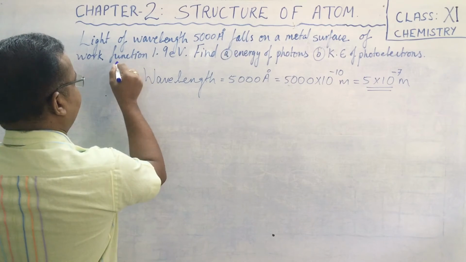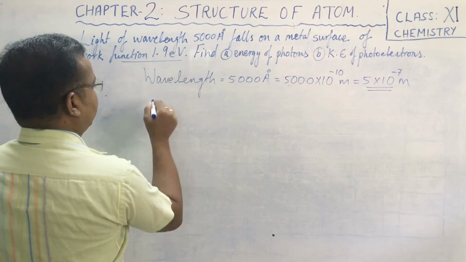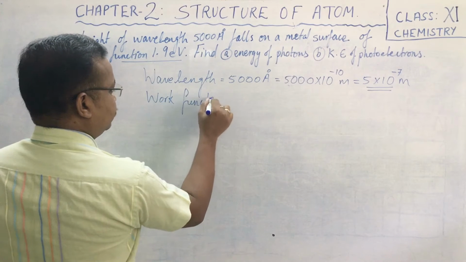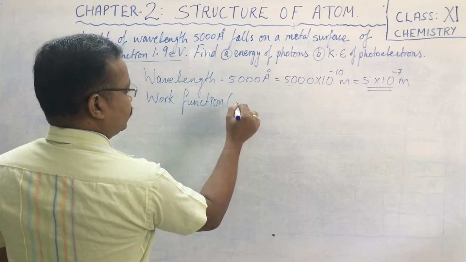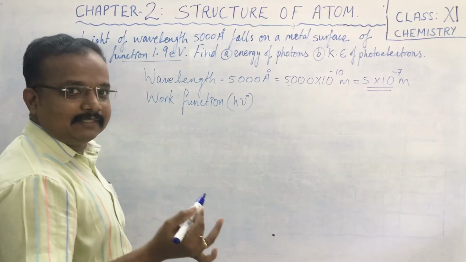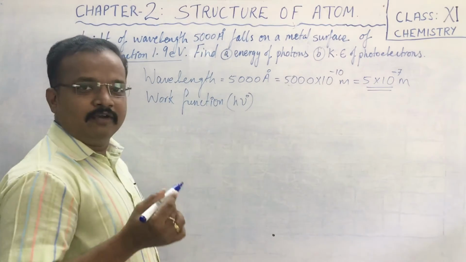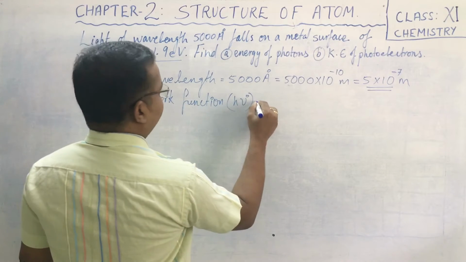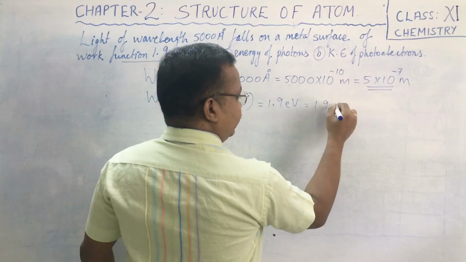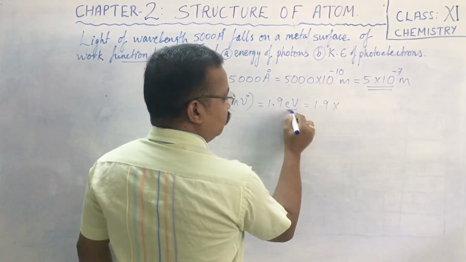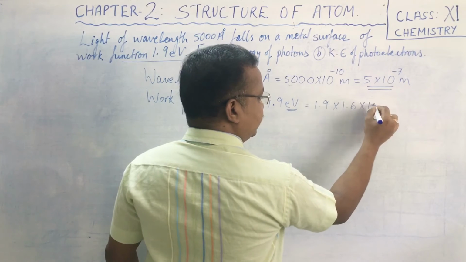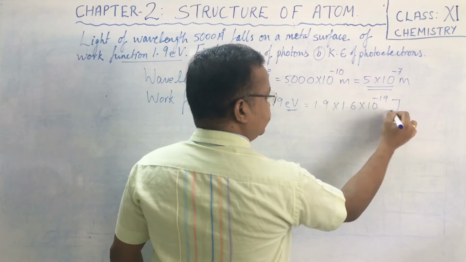Next, what is given? We have a work function. Work function is h nu zero, that is the threshold energy. Threshold energy is also called work function. Work function is given as 1.9 electron volts. In order to convert electron volt into joules, we have to multiply by 1.6 into 10 raised to minus 19 joules.